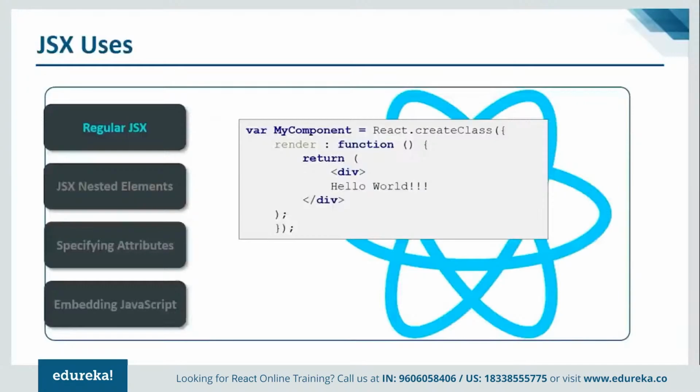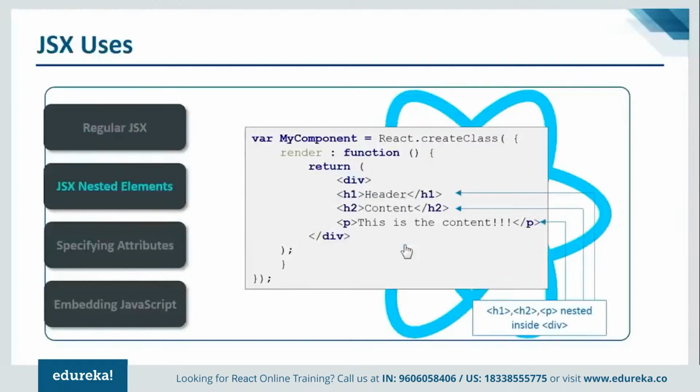Let's now see how this JSX can be used. Well, the first is the regular use of JSX, which we already saw in our Hello World program. Next is JSX nested elements. Now, as you know, in React, the render function can render only one HTML element at a time. So in case you want to render multiple HTML elements, then you need to put them inside one enclosing tag. Let's see how.